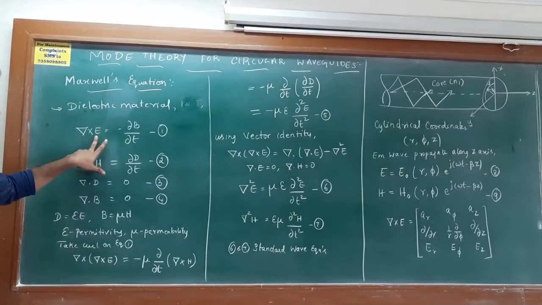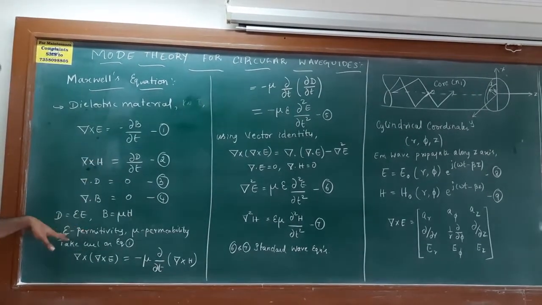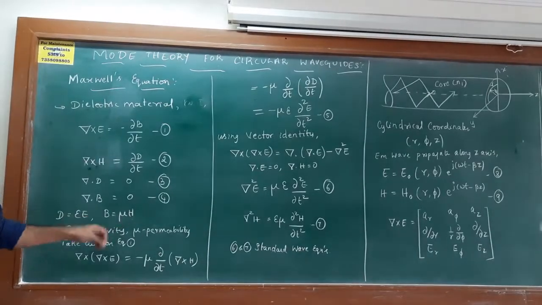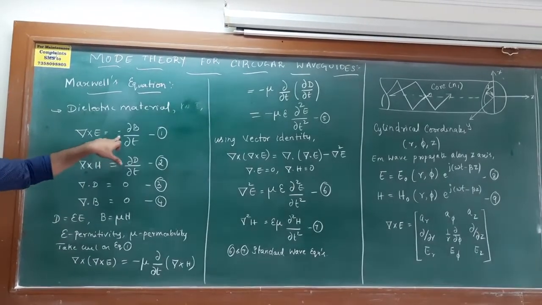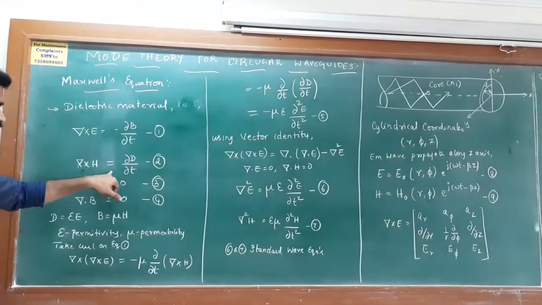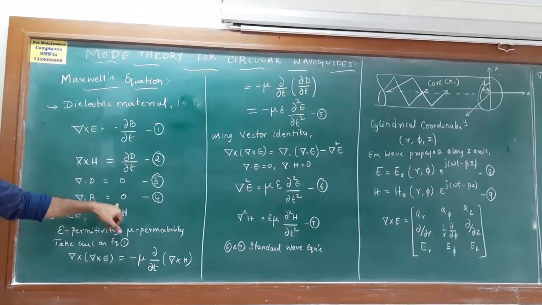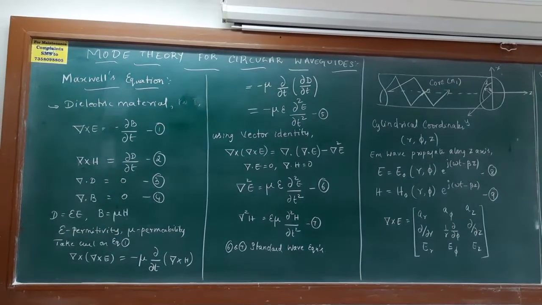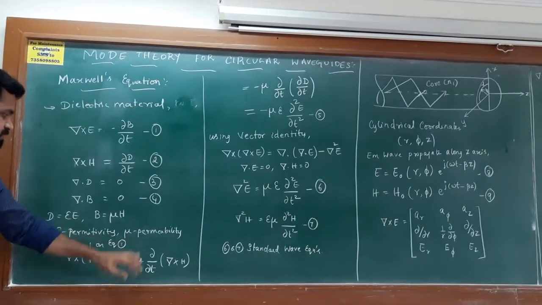So del cross E is the electric field, and then magnetic field, electric displacement, and magnetic field intensity. For this we have derived the equations: del cross E is equal to minus dou B by dou t, del cross H is equal to dou D by dou t, del dot D is equal to 0 and del dot B is 0, which we have derived already in the electromagnetics subject. Where epsilon is permittivity and mu is permeability.